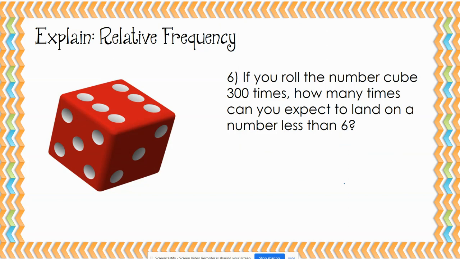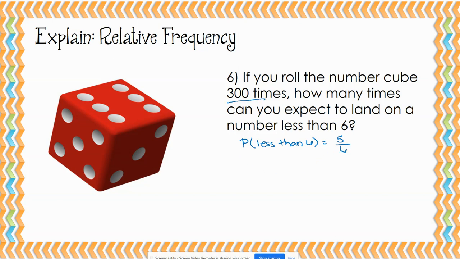Number 6 says if you roll the number cube 300 times, how many times can you expect to land on a number less than 6? I want you to solve this problem and put your answer in the chat. To find this, I would first start with the probability of landing on a number less than 6. Remember, that does not include 6. So there are 5 numbers less than 6 out of 6 total numbers.